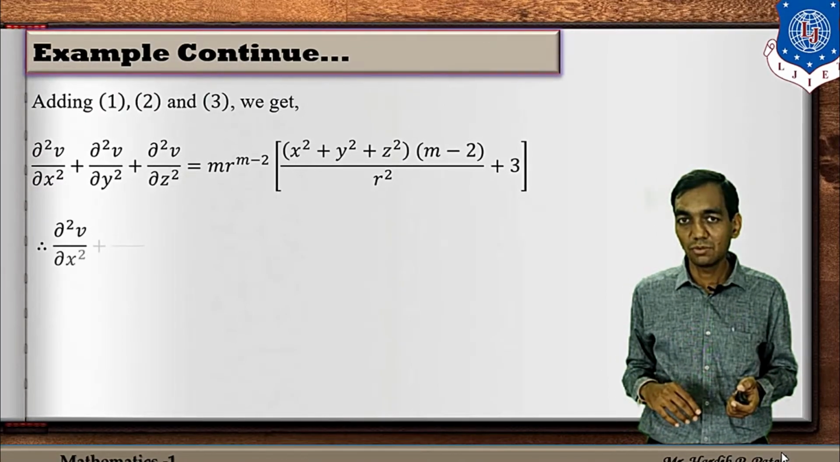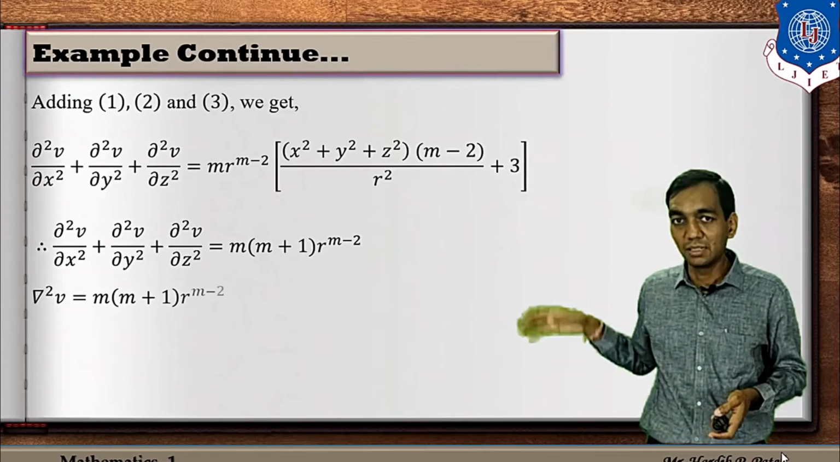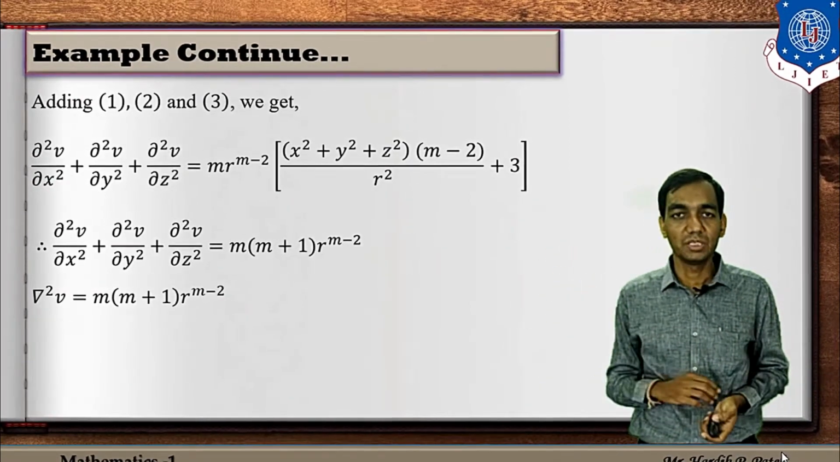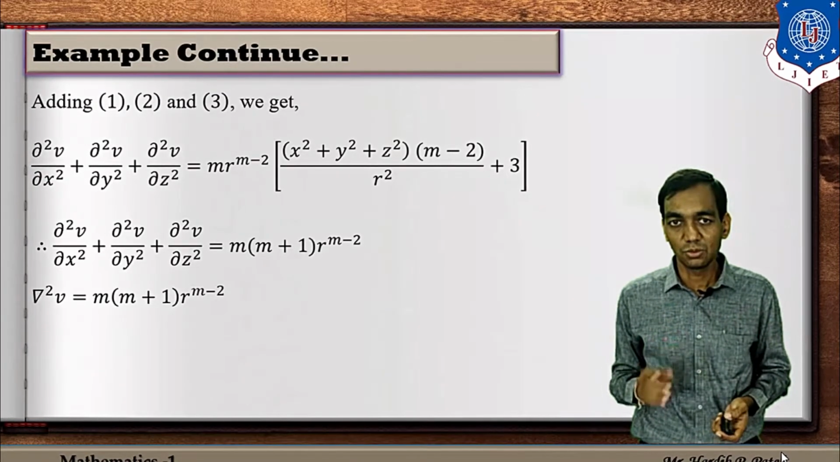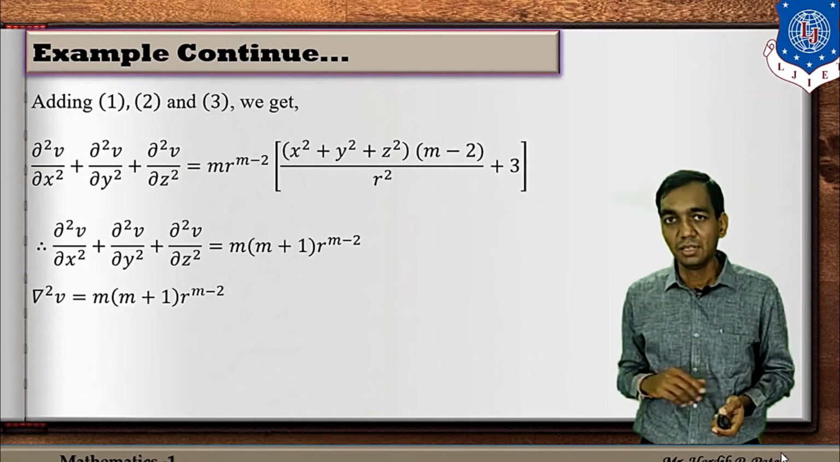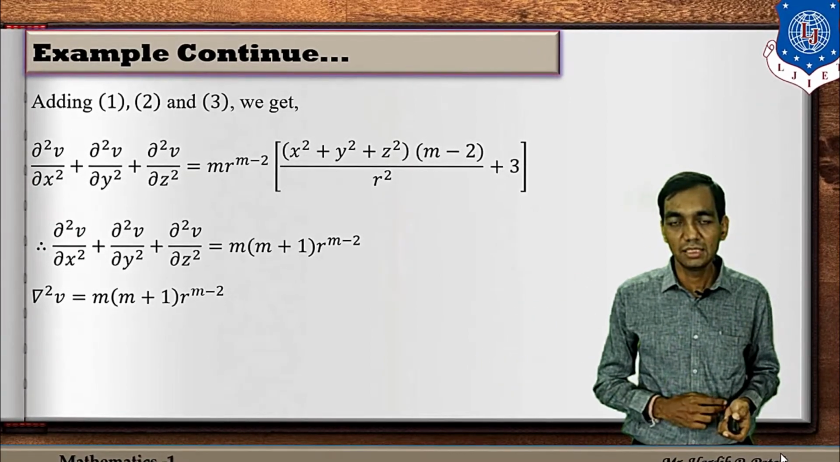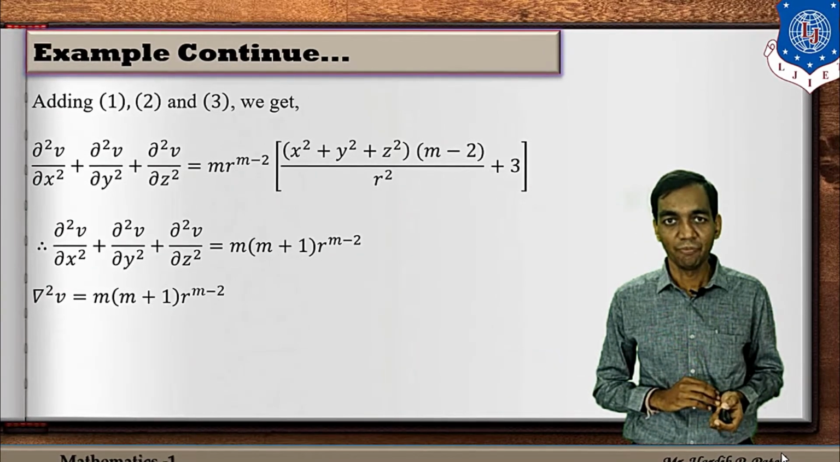But x² plus y² plus z² is your r². So if you put it as r², then the simplified term is equal to m into m plus 1 times r raised to m minus 2. So this proves your result. And if you are writing it in the form of nabla, then nabla² v is equal to m into m plus 1 times r raised to m minus 2.